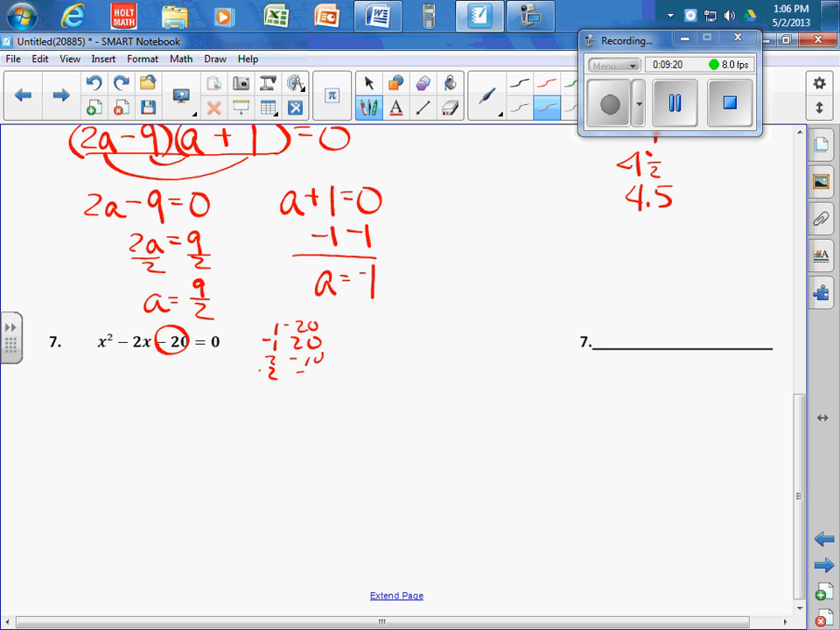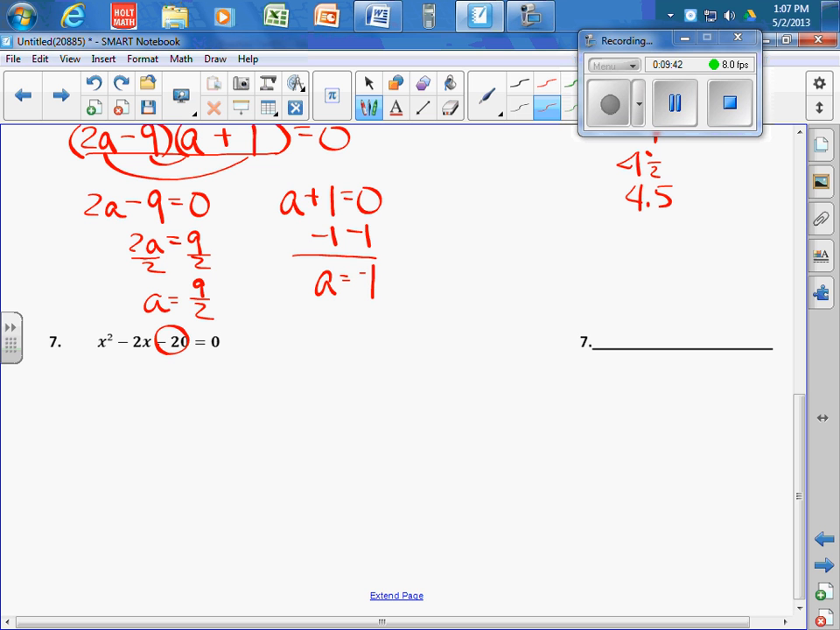We have negative 2 and positive 10. And then we have 4 and negative 5 and negative 4, positive 5. Do we get negative 2 out of any of those? No, you do not. So we are not going to be able to factor this one.